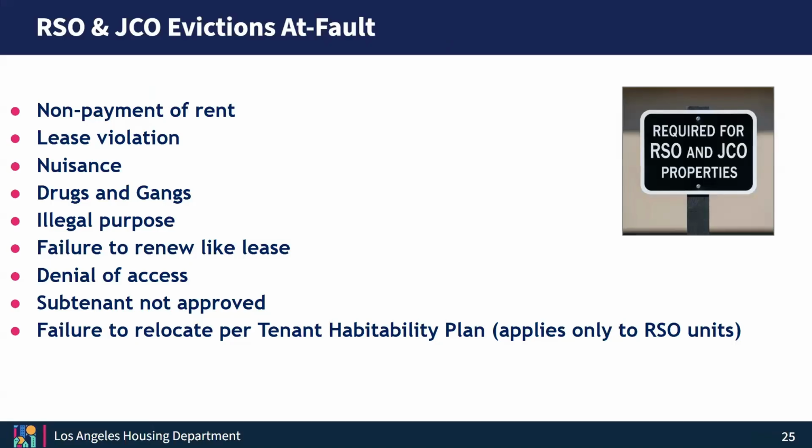RSO and JCO evictions at fault are as follows: non-payment of rent, lease violation, nuisance, drugs and gangs, illegal purpose, failure to renew a like lease, denial of access, subtenant not approved, failure to relocate per tenant habitability plan. Applies only to RSO units. Next slide.